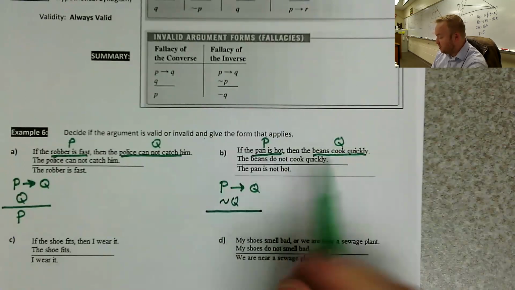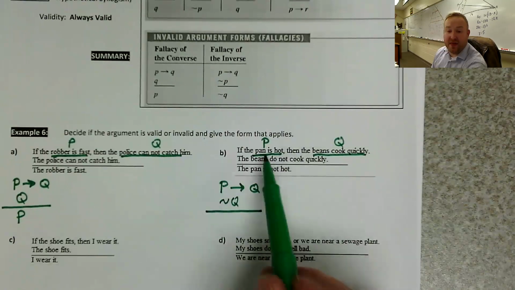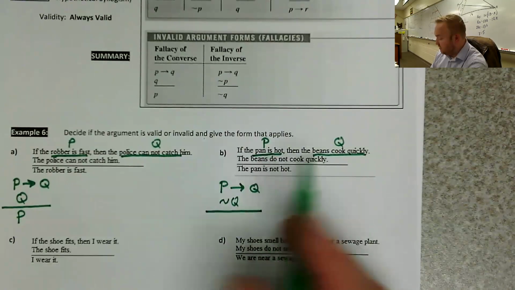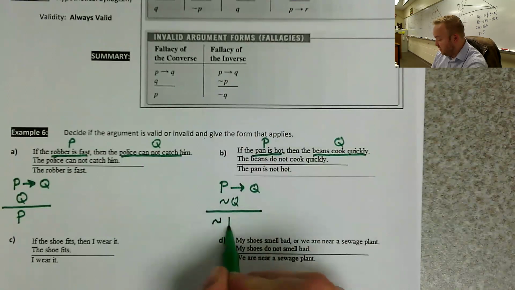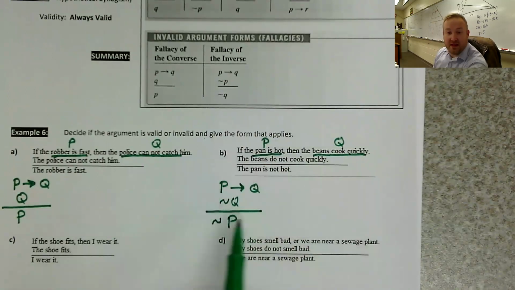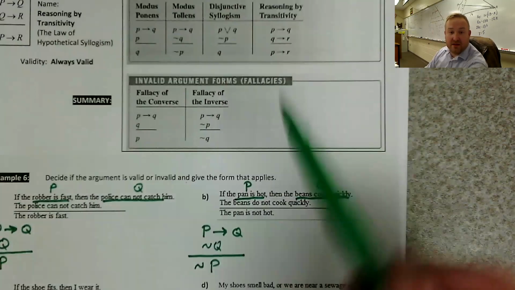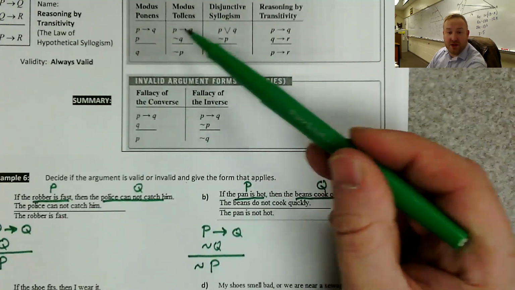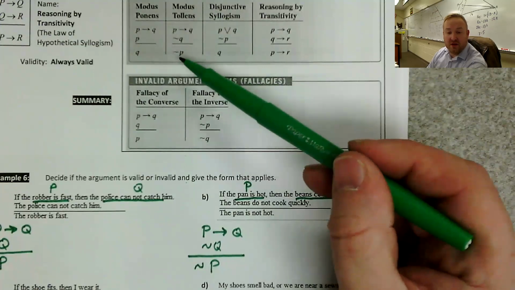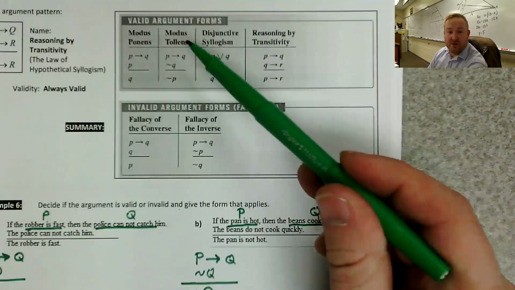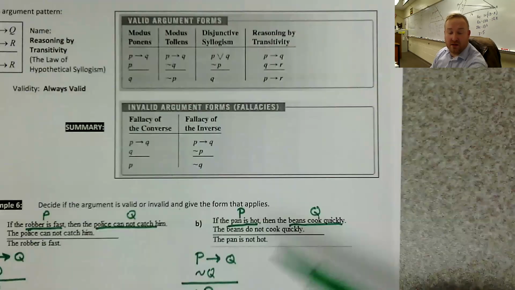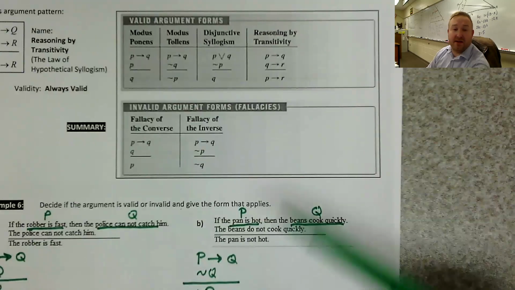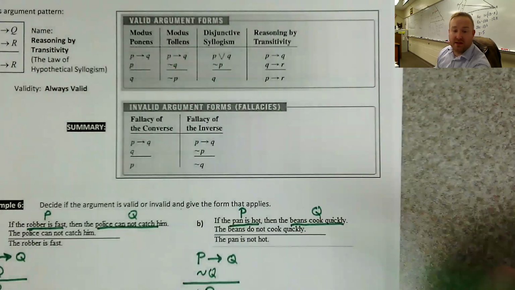Now, my conclusion is the pan is not hot. That is the negation of my P statement. So negation of P. If I fit this into a category, it looks like that's going to be this one right up here where you got P implies Q, not Q, conclusion, not P. That's called modus tollens, and it is a valid argument. So example B is a valid argument, and it would be called a modus tollens.